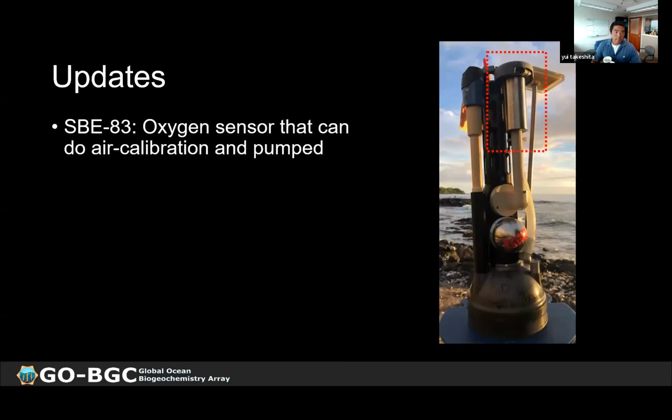Finally, I wanted to give a quick update on some pretty exciting developments for GO-BGC. First, we are starting to phase in and test a new oxygen optode, the Seabird 83, outlined in red here. This oxygen optode can both do an air calibration and is included in the pump flow stream. So it has a fast response time and can be air calibrated, the best of both worlds. We have several of these floats deployed in the ocean right now, and I think we have ordered 10 of them to be deployed on GO-BGC floats over the next year.